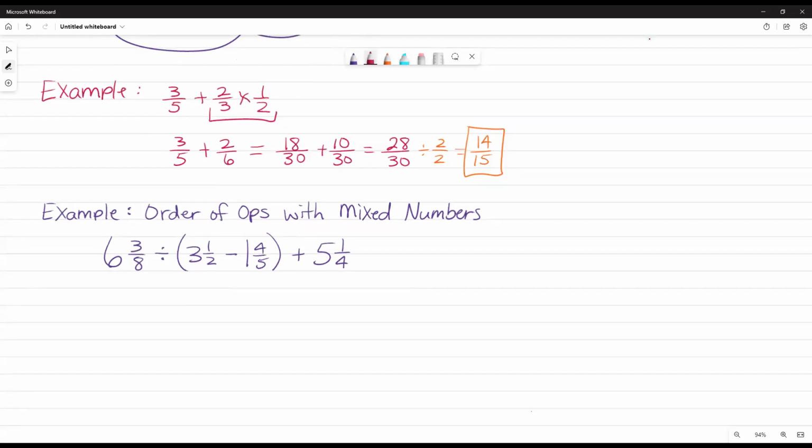So order of operation tells us that our first step is to solve inside parentheses first. And so that takes care of this guy right here. So what do you want to do here? Do we need to convert them to improper fractions? What are we doing inside the parentheses? We're subtracting. So we don't have to worry about turning them into improper fractions.